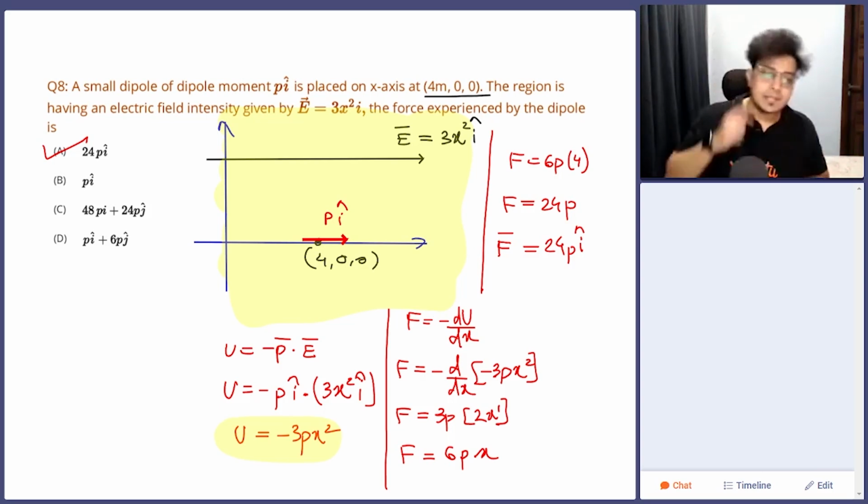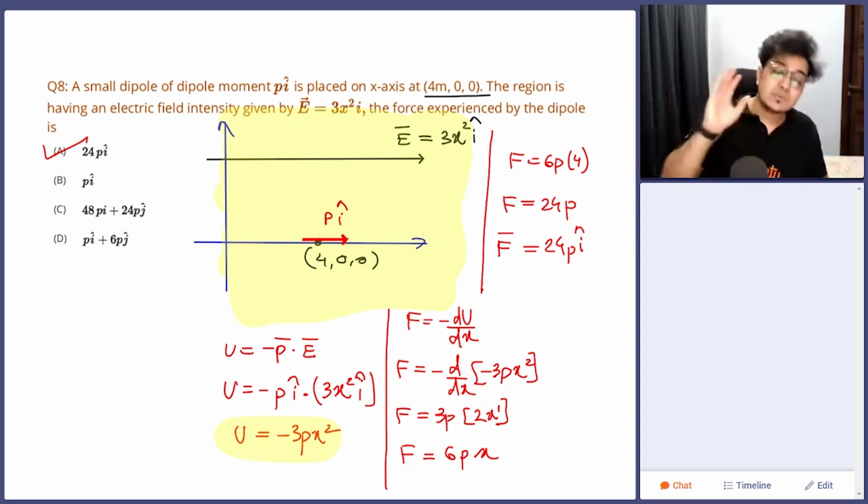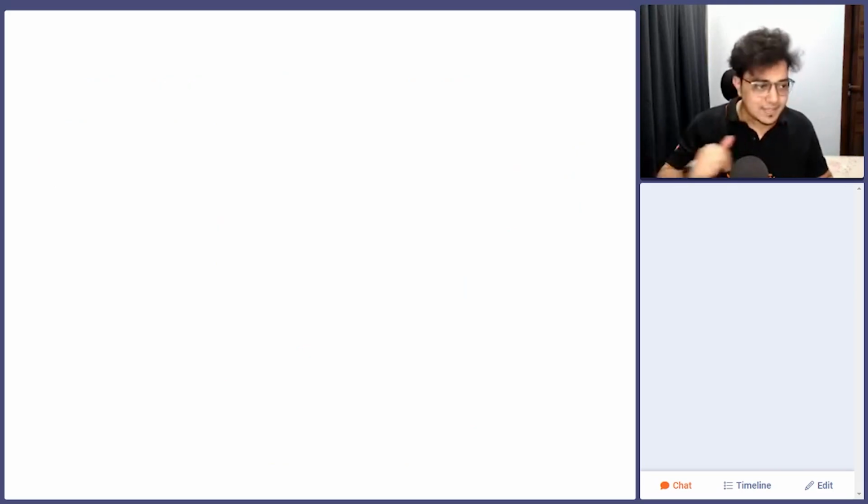So by using the electric field and the dipole moment, we first got the potential energy of the dipole. And once you have the potential energy, differentiate that with respect to position to get the conservative force. And then we have to find that force at a specific location. The location is 4, 0, 0. So put x equal to 4. That will give you the answer for the force acting on the dipole. Okay? Clear? Let's go to the next question.